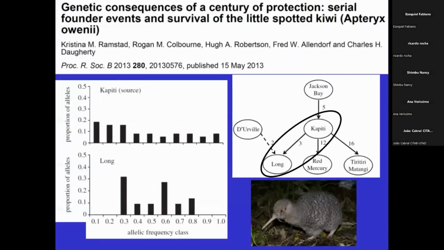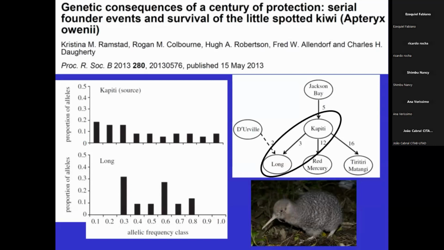And this is another bottleneck test that has been used. So this is again Christina Ramstad, but this time working on kiwi and not sockeye salmon. So these are little spotted kiwis. There are about 5 or 6 different species of kiwi. And all of the little spotted kiwi in the world are descended from Kapiti Island about 50 years ago. And a number of subpopulations have been founded from Kapiti on these other islands. They're all on islands off of New Zealand.